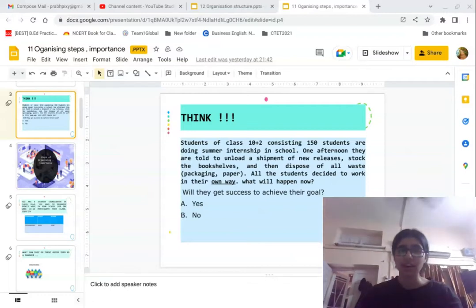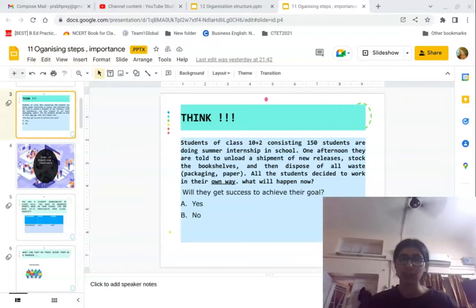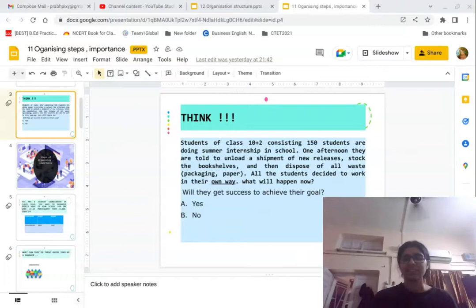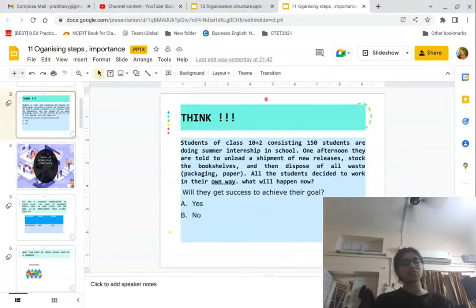So, today we are going to start with a case study. Let us see how much you remember. Students of class 12, consisting of 150 students, are doing a summer internship in a school. One afternoon, they are told to unload a shipment of new releases, stock the bookshelves, and then dispose of all waste packaging and paper. All the students decide to work in their own way. What will happen?